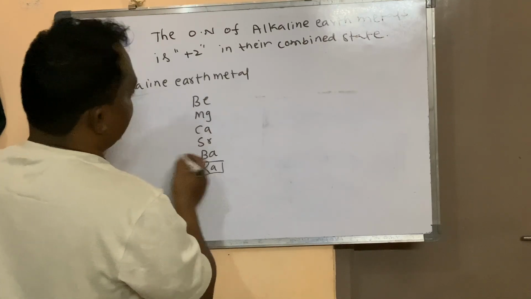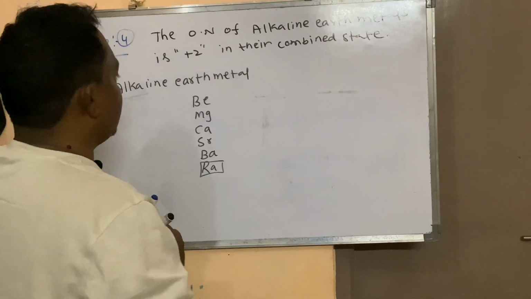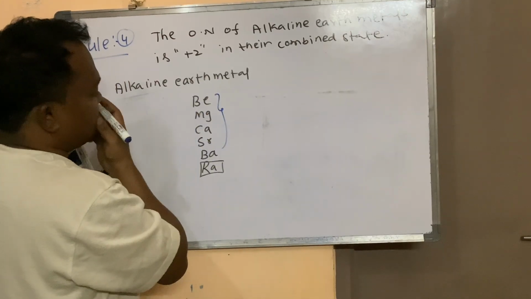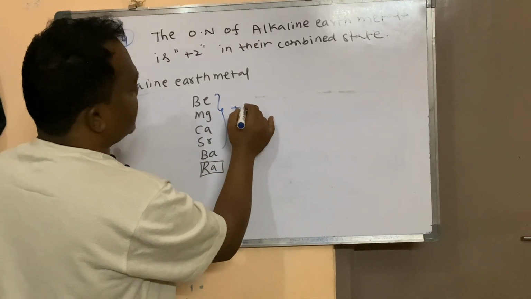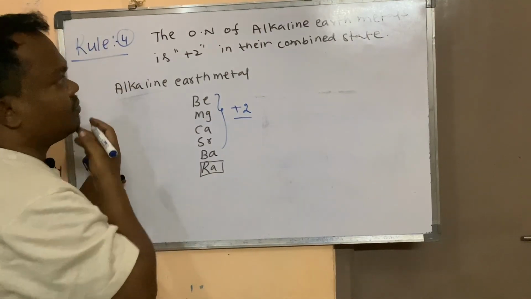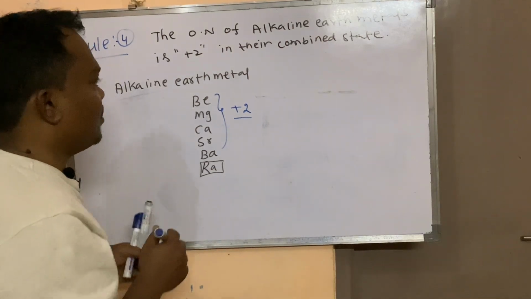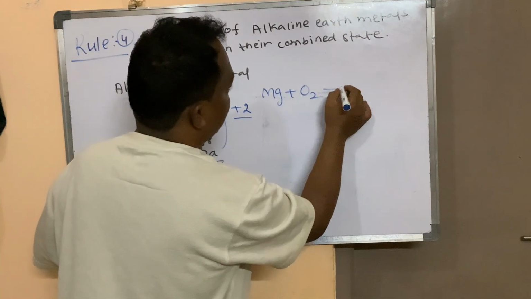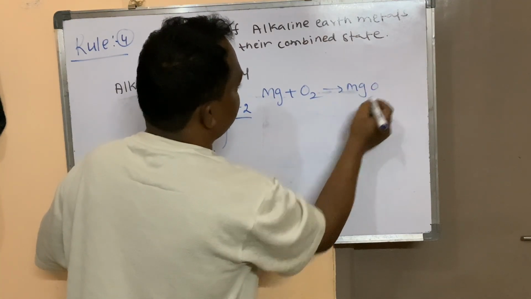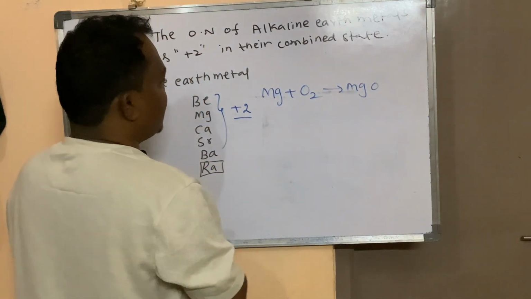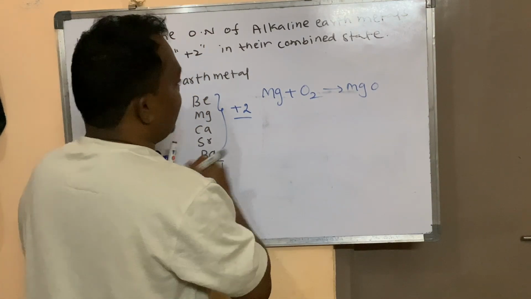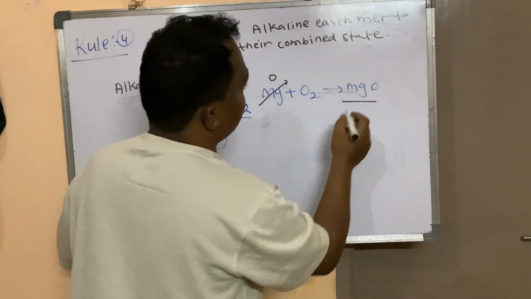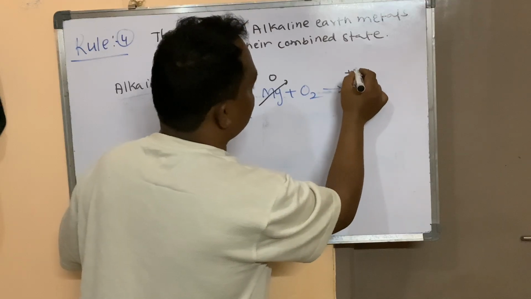Radium is a radioactive element, so we cannot consider it for oxidation state. Here we have beryllium, magnesium, calcium, strontium and barium. Their oxidation number is plus 2 in the combined state. Let me go with an example. Magnesium plus oxygen gives magnesium oxide. On the left side magnesium is in elemental form, so it becomes 0. On the right side magnesium is in the combined state, so its oxidation number is plus 2.